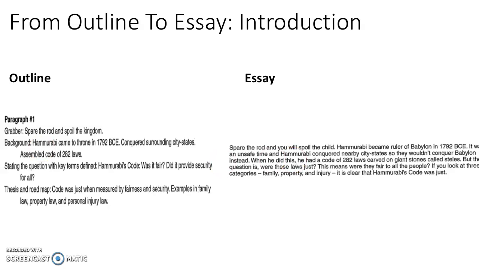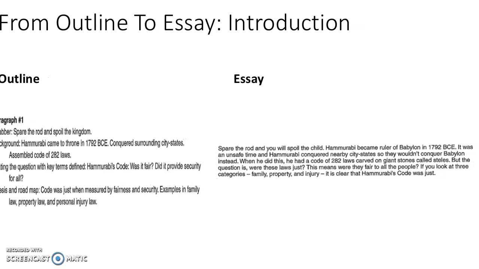So like Miss Barrow sits there when she's writing a paper and goes, spare the rod and you will spoil the child. Hammurabi became ruler of Babylon in 1792 BCE. It was an unsafe time for Hammurabi, who conquered nearby city-states so that they wouldn't conquer Babylon instead. When he did this, he had a code of 282 laws, carved on giant stones and steles. But the question is, were these laws just? This means they were fair to all people. If you look at the 3 categories, family, property, and injury, it is clear that Hammurabi's code was just.